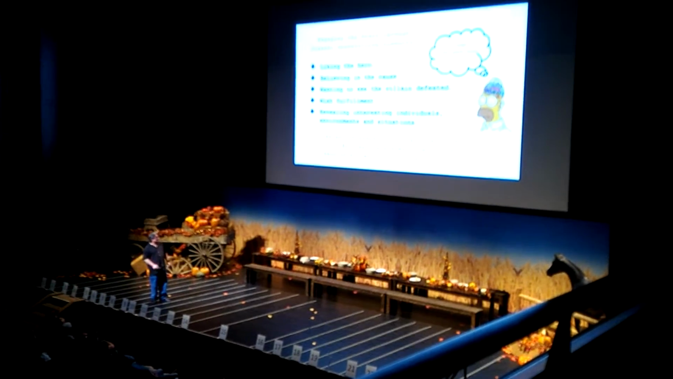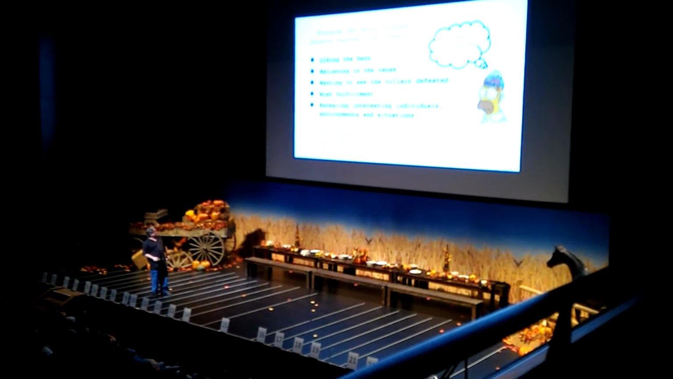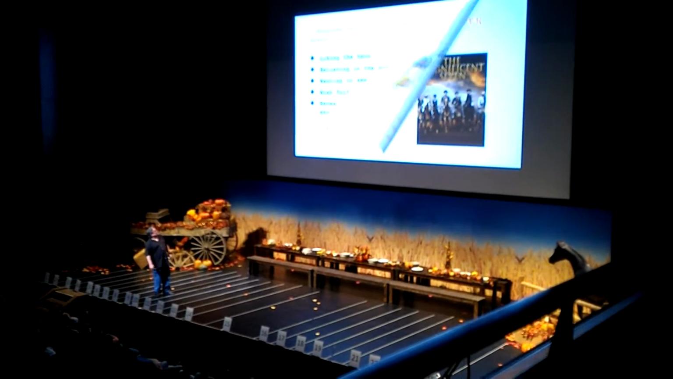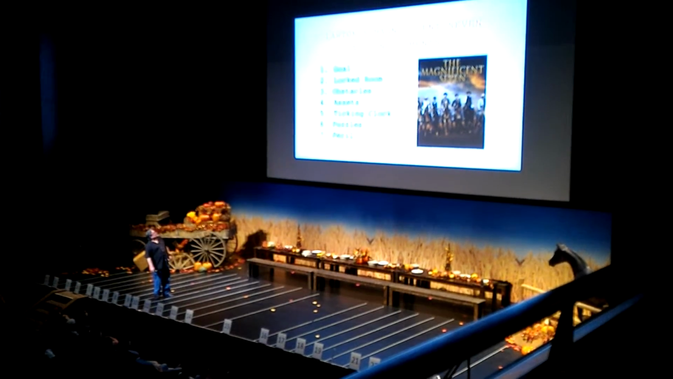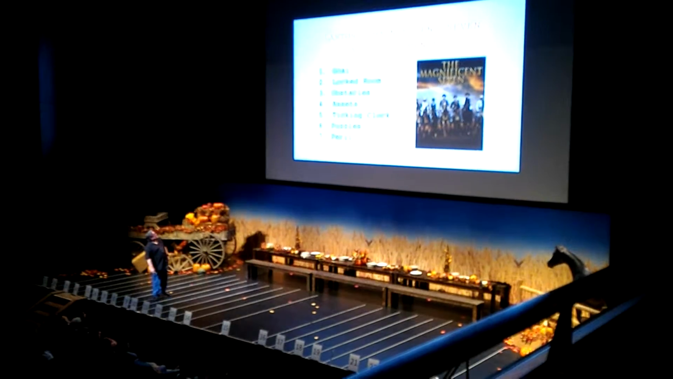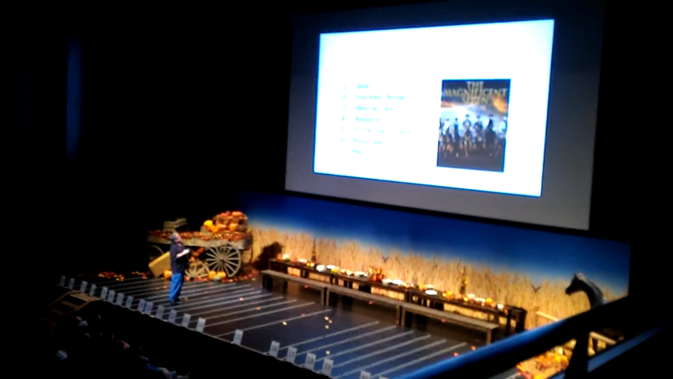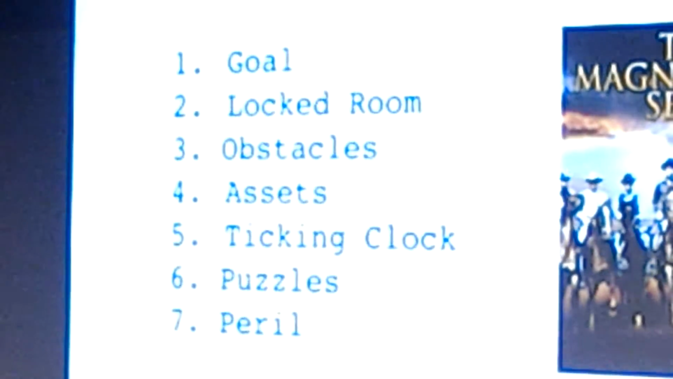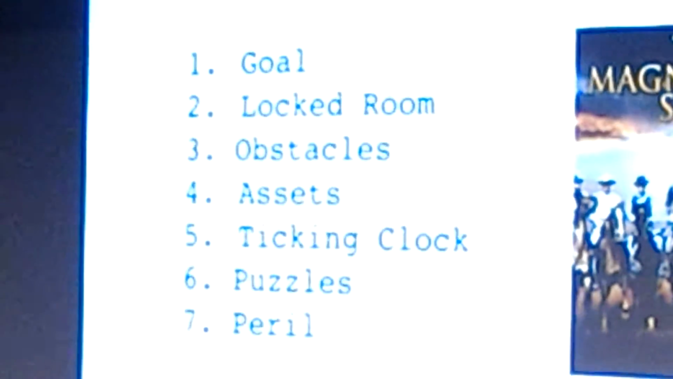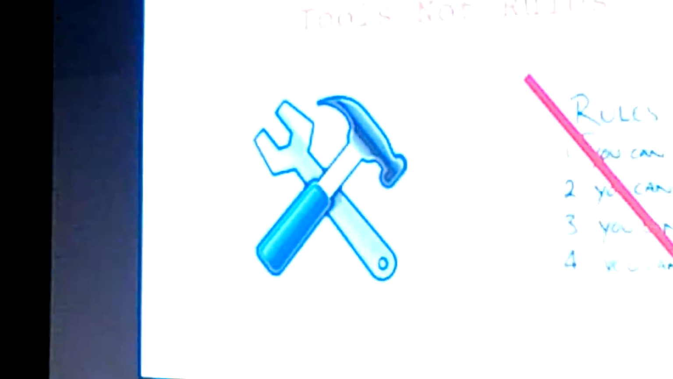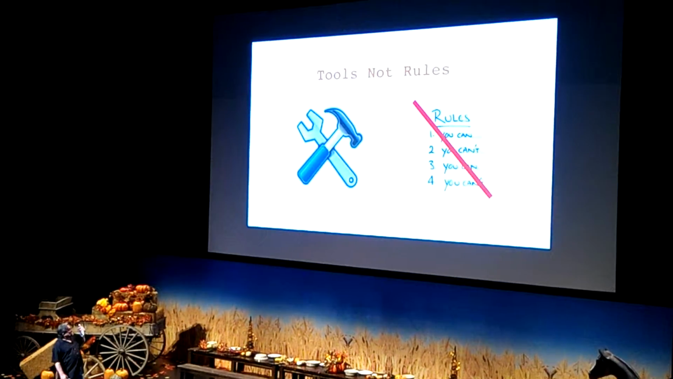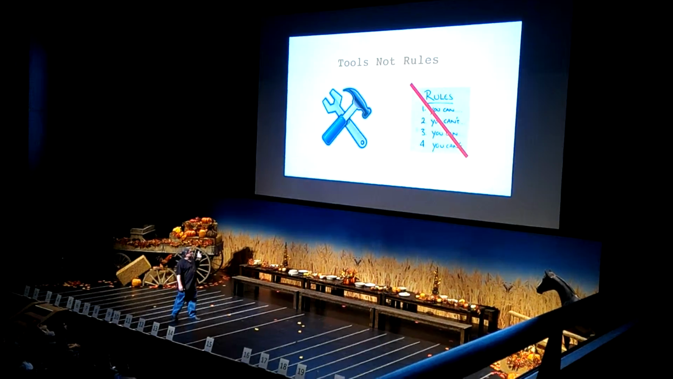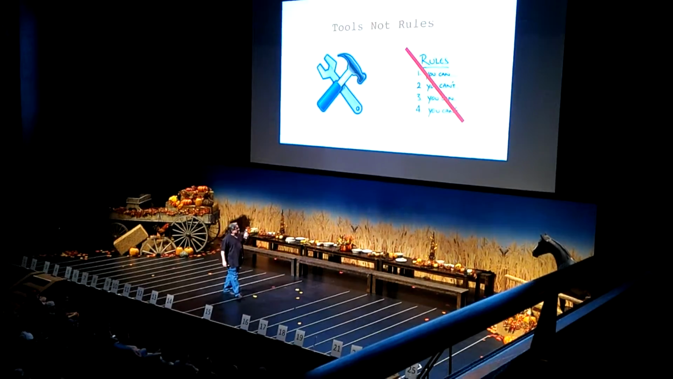So I looked at a lot of action movies, I started analyzing stuff, and I came up with my 7 action elements. And they are goal, locked room, obstacles, assets, ticking clock, puzzles, and peril. Originally there were 6, and then somebody suggested puzzles, and so I said, okay, well that's 7. Let's go for 7. And again, these are not rules. It's not that every action sequence has to have these elements.